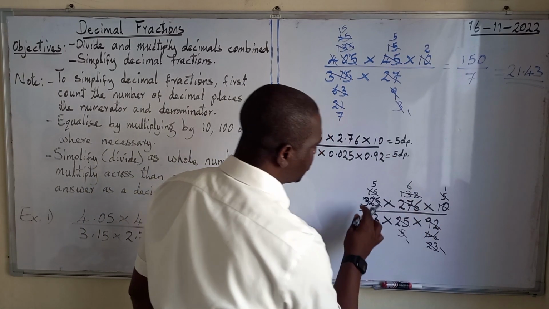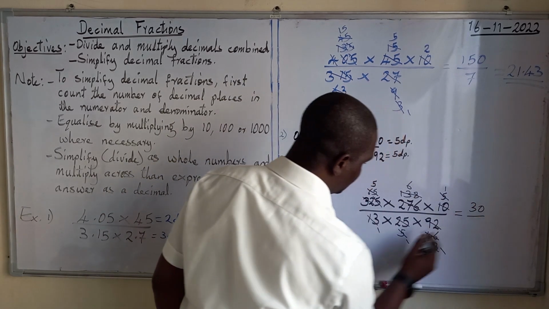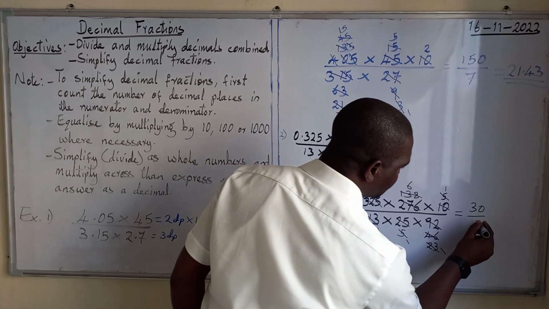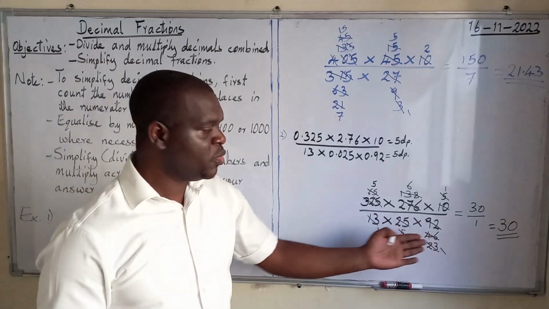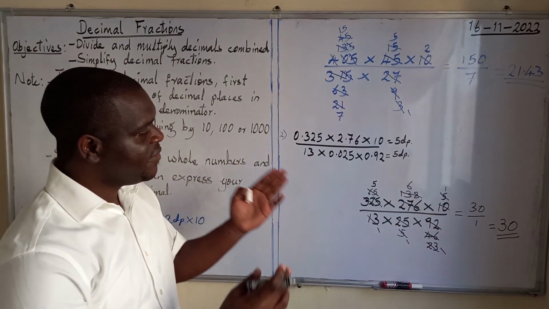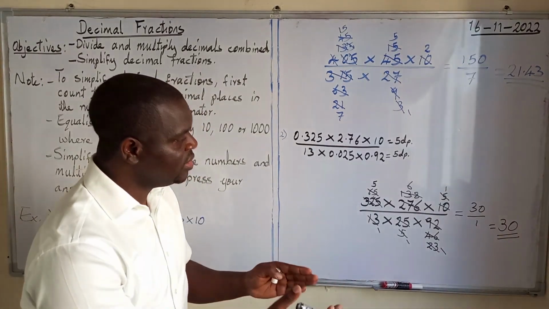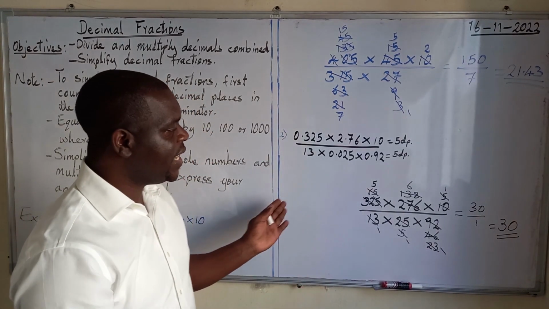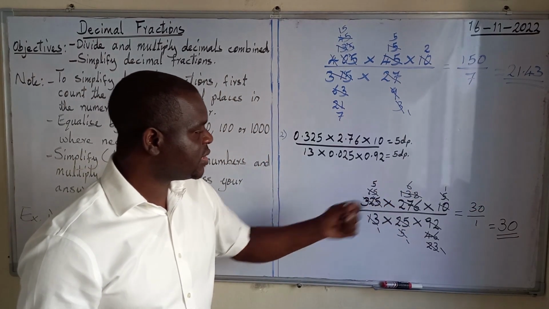So we multiply across. 5 times 6 times 1 is going to give us 30, and below we have 1 times 1 times 1, which is 1. So our final answer will be 30. This is what you do as far as this is concerned. Find a numerator and a denominator which have a common factor and simplify, and at the end you multiply across, just as we have done in this second example.